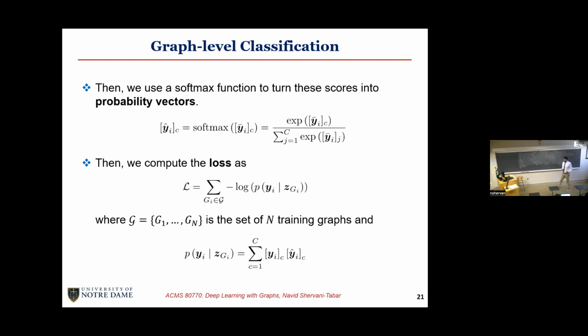So similar to the previous problem, again, we have this Y bar, we have this vector of different scores. We want to normalize it. And for that, we use softmax. And after normalizing that using softmax, we'll have a vector, which we show with Y bar. And that's going to be the probability of this molecule, this molecular graph, belonging to each of these two different categories, or C different categories in general.